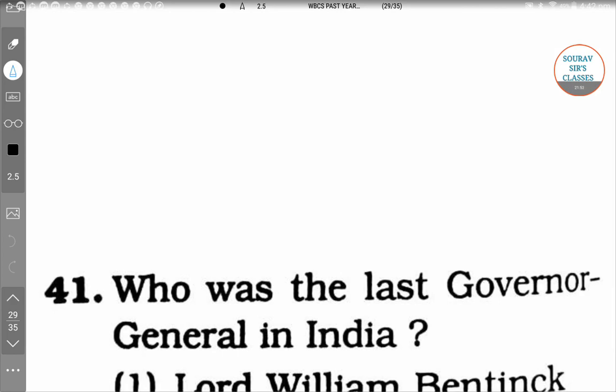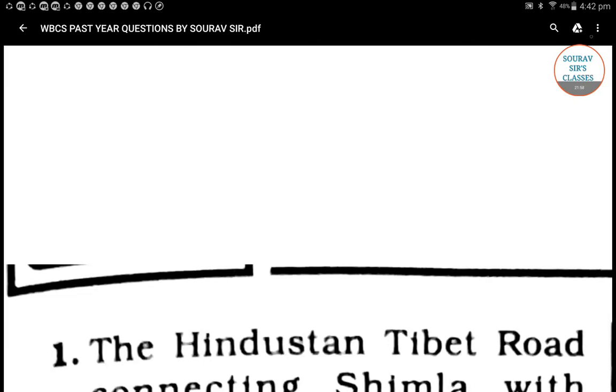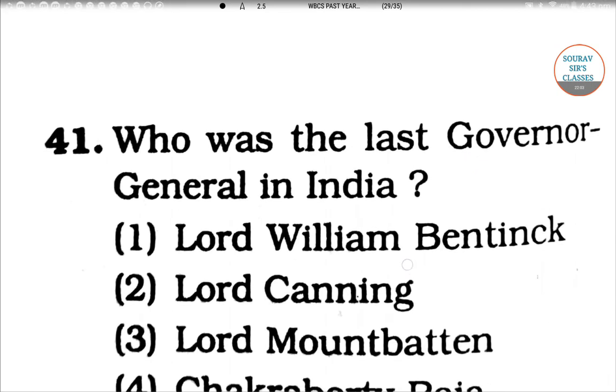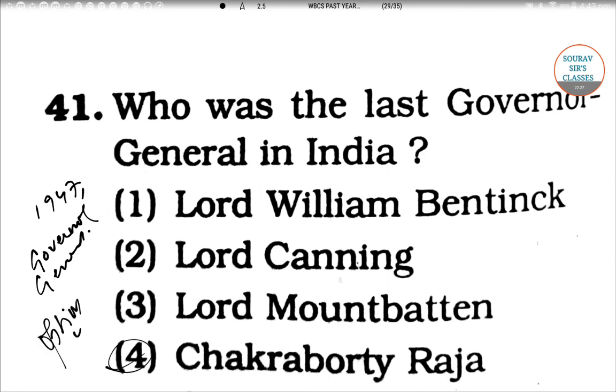So next question is, who was the last Governor General in India? Lord William Bentinck, Lord Canning, Lord Mountbatten, or Chakravarti Rajagopalachari? Upon India's independence in August 1947, the title of Viceroy was abolished and the representative of the British sovereign continued to be known as the Governor General. So Viceroy was abolished and it became Governor General. C. Rajagopalachari became the only Indian Governor General. So option 4 is correct. So we can write option 4 is correct. Let's move to next question.